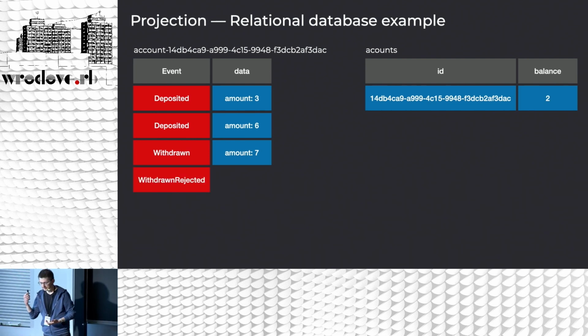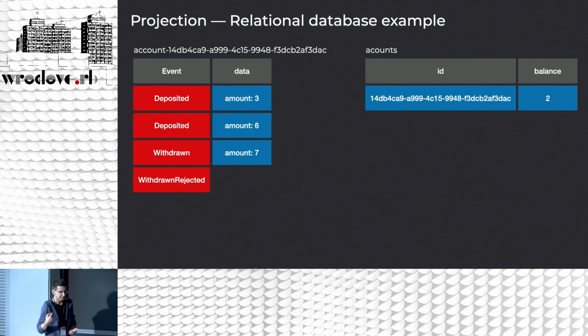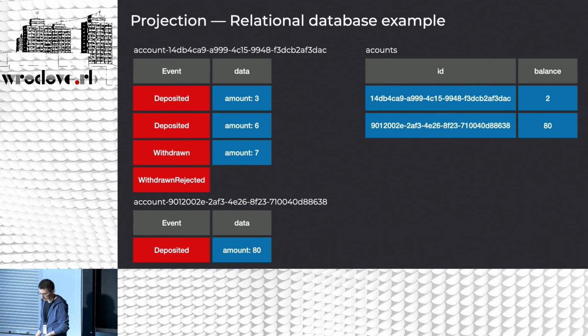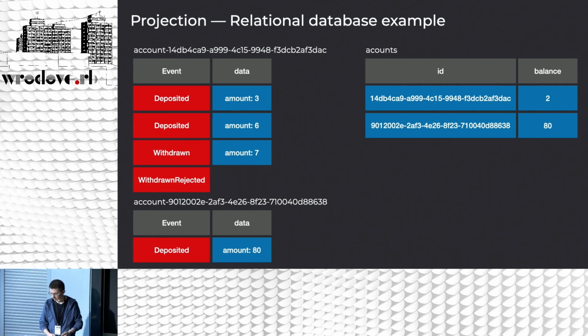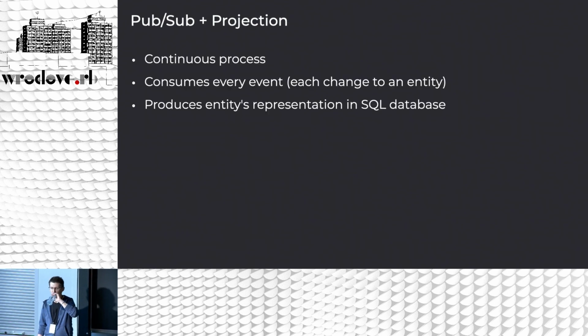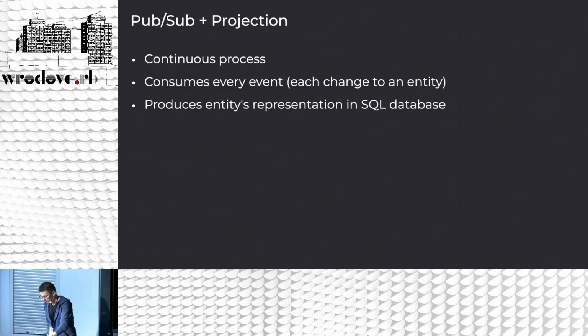But something has happened. Another event was published. Withdrawal was rejected because someone asked for too much. That doesn't update our relational database. The projected state is the same. And if another deposit comes for another account, well, we have a second row. All right.